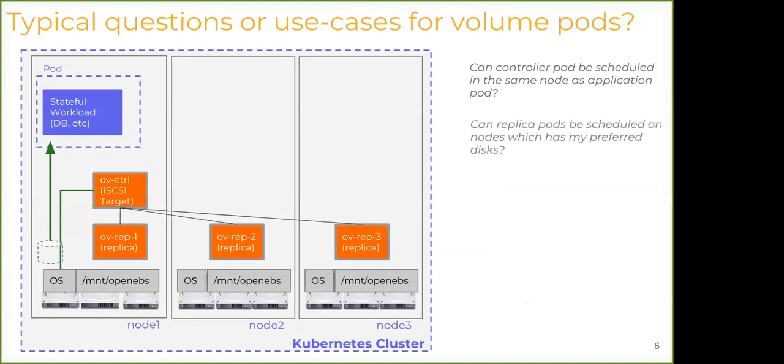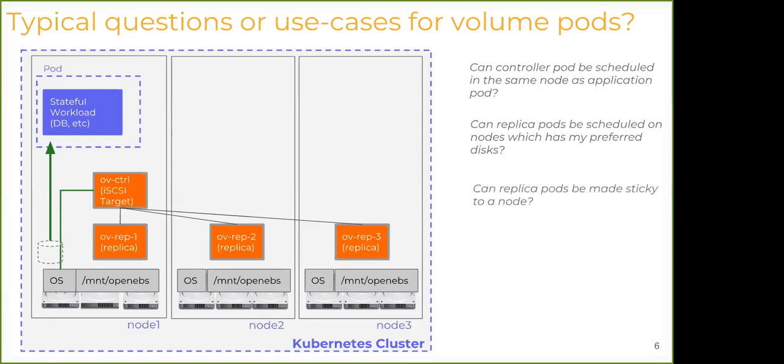Then, can the replica pods be scheduled on nodes which have the disks? This is again an obvious case for a stateful app, or specifically for a volume pod. It needs to access the underlying disk from a particular node. All the nodes in the Kubernetes cluster may not have those resources. So it makes sense for the replica pods to be scheduled on the specific nodes which have got those disk resources.